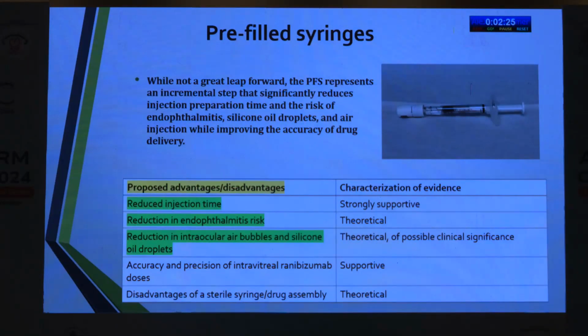Another newer modality of injection is the pre-filled syringe, which has come. Eylea has come with a pre-filled syringe, and even the ranibizumab biosimilar Razumab is coming up with a pre-filled syringe. What is the advantage of pre-filled syringes? It reduces the injection time and loading-related risk of endophthalmitis, and sometimes some air bubbles can go inside the vitreous cavity. That is reduced.